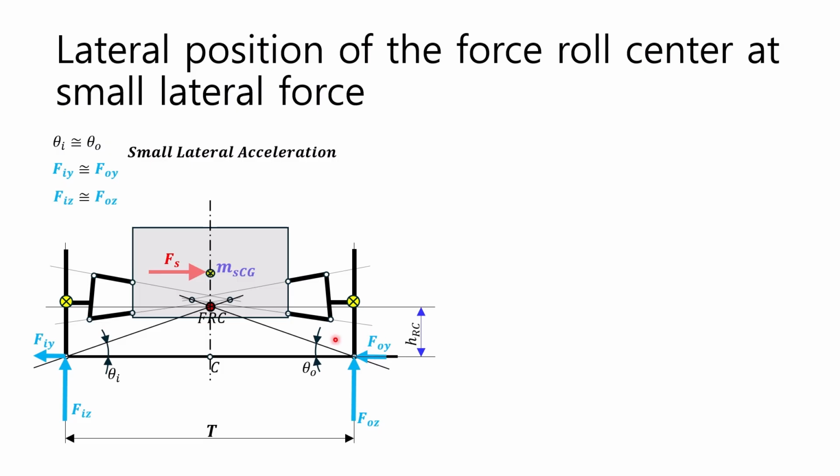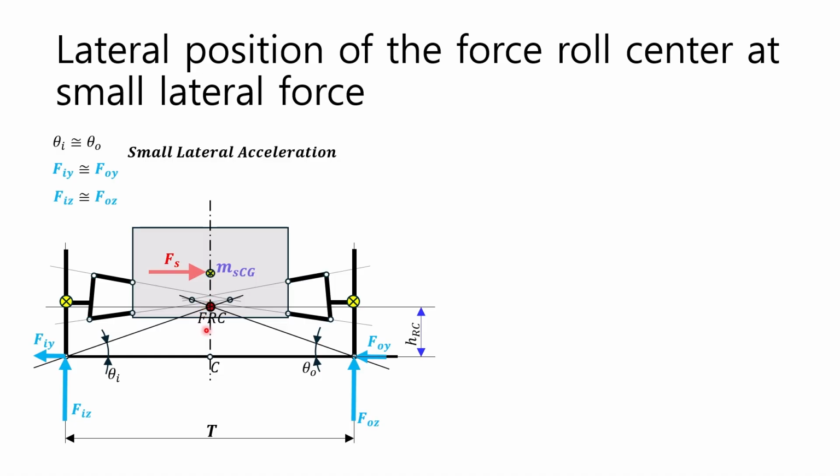Assuming the vehicle is symmetrical, under small lateral forces, the roll center is located at the vehicle's center line, as shown in the figure on the left. Therefore, the angle θi between the line connecting the inner tire contact point and the inner swing center and the horizontal is approximately equal to the angle θo between the line connecting the outer tire contact point and the outer swing center and the horizontal, and both the lateral and vertical forces on the left and right tires are approximately equal.